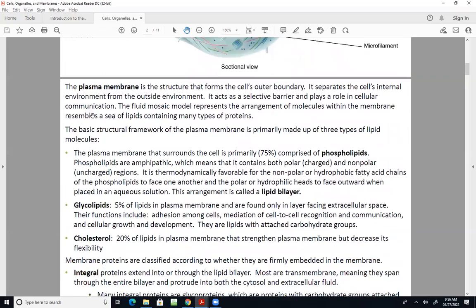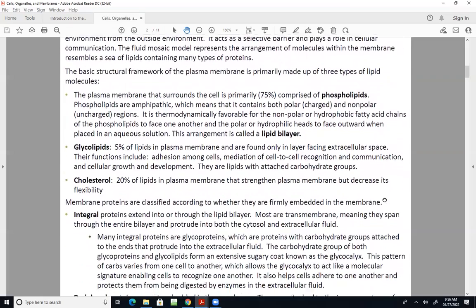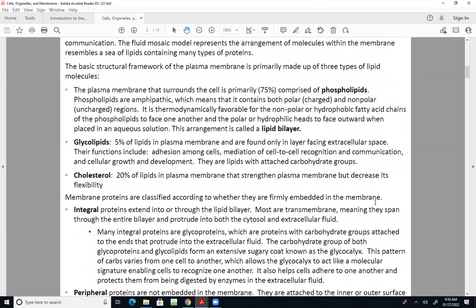Also plays a role in cell communication, and we'll talk a little bit more about that here in just a second. Now I compared it to the walls of the room that you're sitting in. Very different though than the walls of the room that you're in in that it is not really hard and solidified.